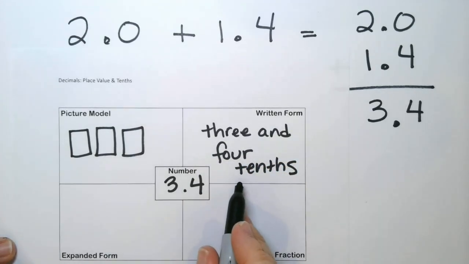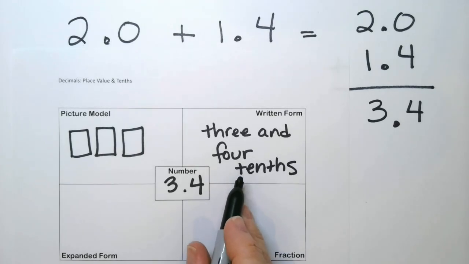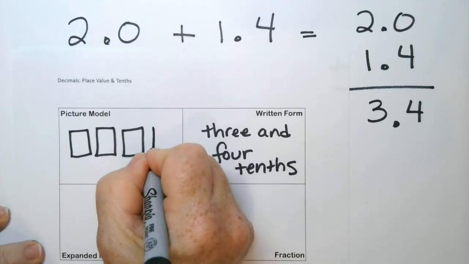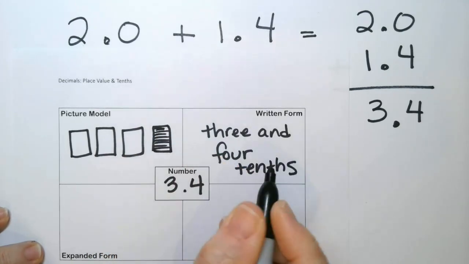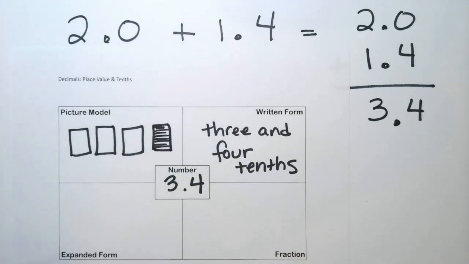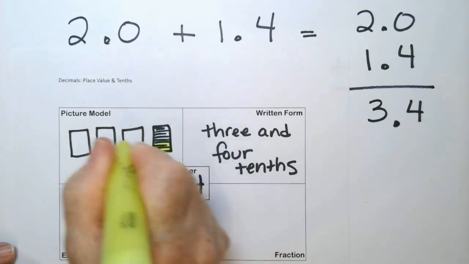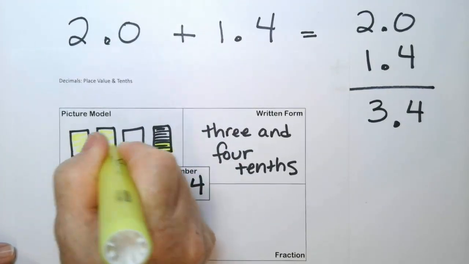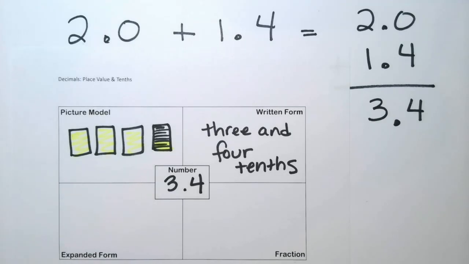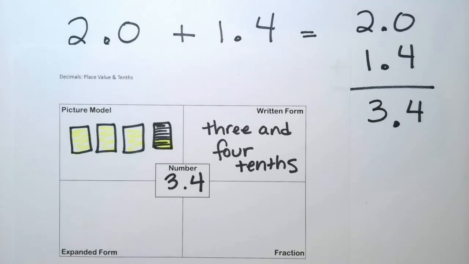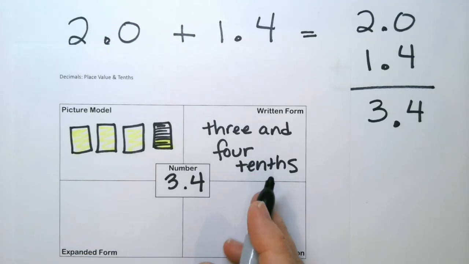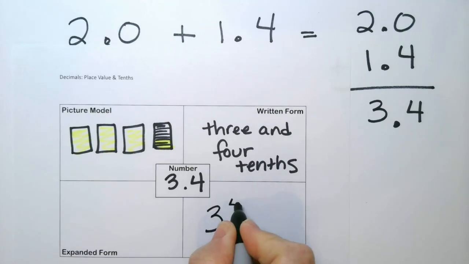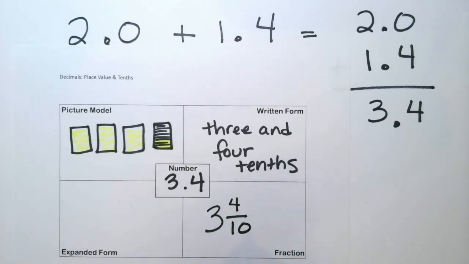3 and 4 tenths. Now I'm like, oh, 4 tenths. Okay, so I'm going to have another box, but now it's got 10 divisions, and 4 of those are colored in. The yellow indicates 3 and 4 tenths. The fractional form is when you take this and write down what I said: 3 and 4 tenths.